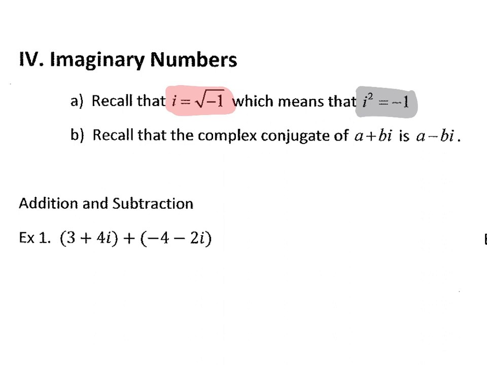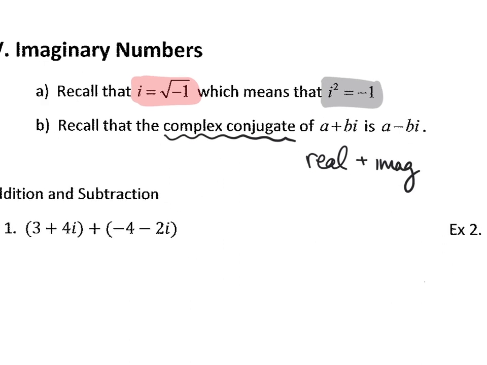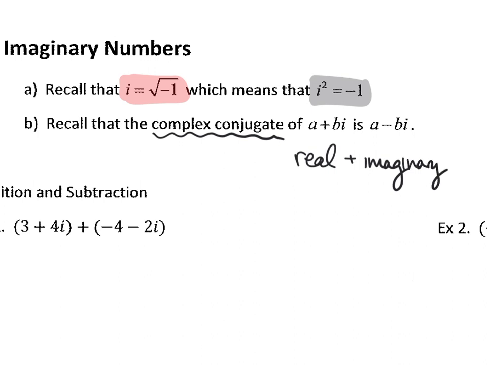The next thing is what's called a complex conjugate. The complex conjugate is the plus and minus version of every complex number. So when we have a complex number, we have a real number a, and we have plus some imaginary number b. Real plus imaginary. That's a complex number. The complex conjugate is the same real and the same imaginary part, just change the sign of the imaginary part. So if you have a plus bi, its complex conjugate is a minus bi. We will need that for division, really only.